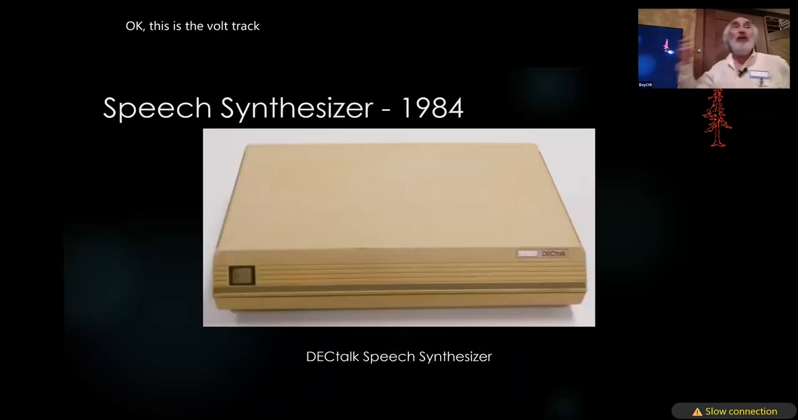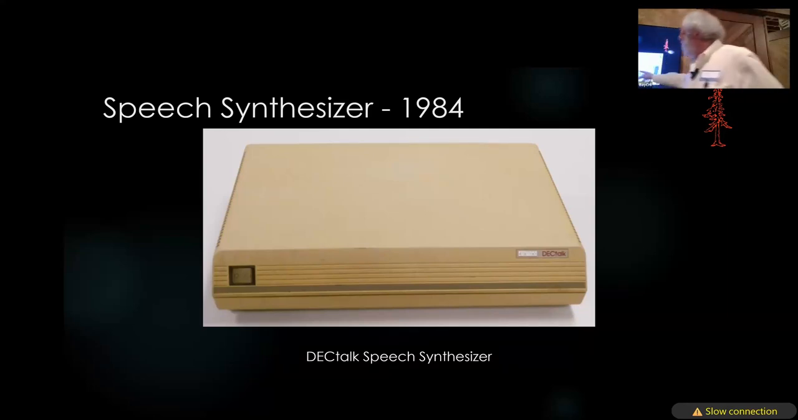But another version called the DECtalk, who knows about this? This was even better because it had various voices in it, and it had telephone connection. And so with this system, I actually made a dial-up website, an audio website. You can dial in and use the touch tones, like what everybody is doing these days.